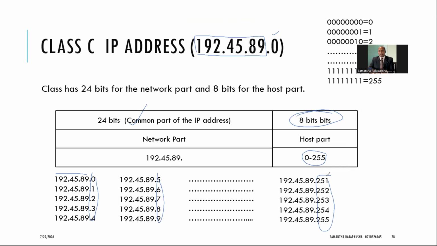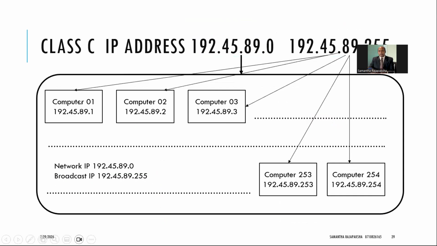Therefore, when an IP address is given, you must be able to find out what the class is and you must be able to write all the IPs. So here you get 256 IPs, where the common part is 192.45.89, which is the 24 bits. So then you can see these IPs will be assigned from 0 to 255. Remember, out of these 256 IPs, the first one and the last one are reserved.